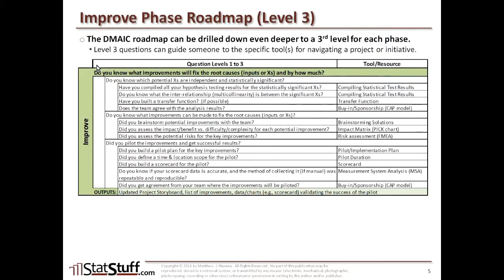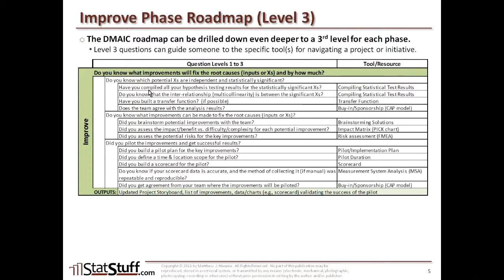The top level question, like we've had before, is going to be the same, where we're going to ask ourselves, do you know what improvements will fix the root causes, or those inputs or X's, and by how much? If we cannot answer yes to that question, that's where we find ourselves drilling down to this second layer of questions like we've already reviewed. So within here, the second layer, we're going to first ask ourselves, do you know which potential X's are independent and statistically significant? If you can't answer yes to that, then you're going to move on to this third layer of questions now to help answer that question.